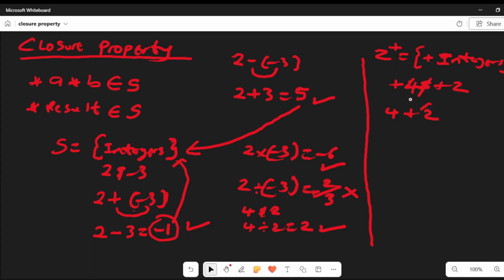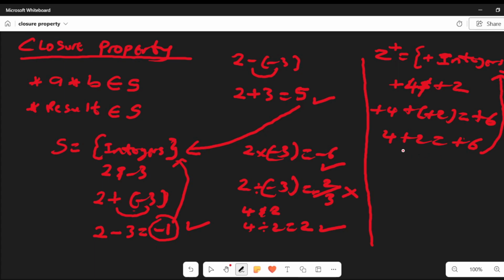Okay, let's write it out. Plus 4 plus plus 2 gives us plus 6. Or we can neglect the plus signs and write it simply as 4 plus 2, which is plus 6. This plus 6 is a positive integer. It's a member of set Z plus.